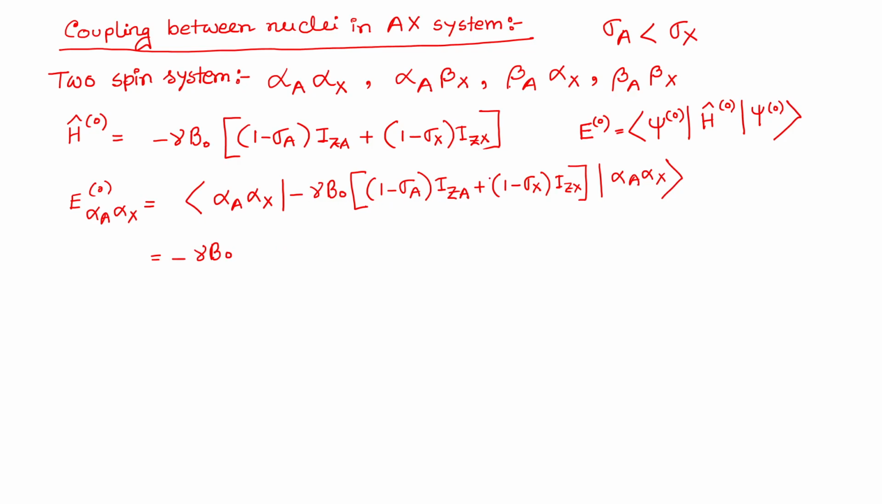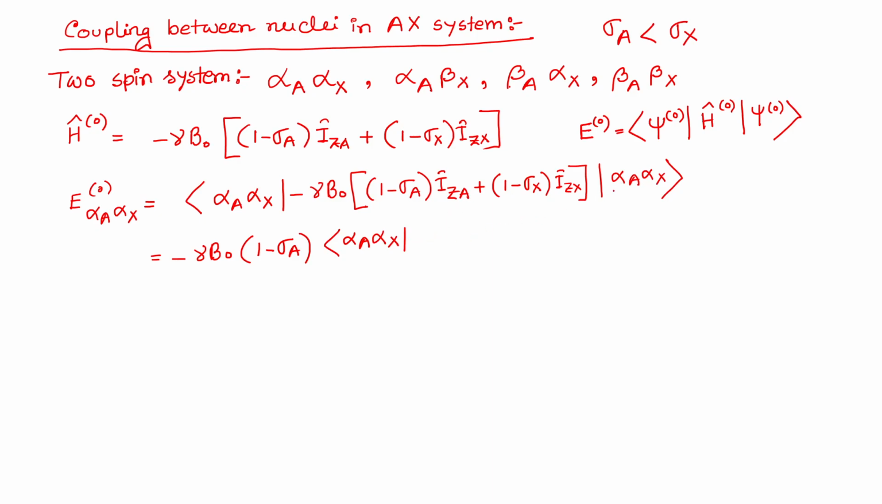I can even break it into two integrals, right? So I will prefer to do that, 1 minus sigma A. Then alpha A, alpha X will be on the bra, and in the gate IZA will be operating only on the A nuclei, not the X. Vice versa, IZX will operate only on X, not A. That will be the level.